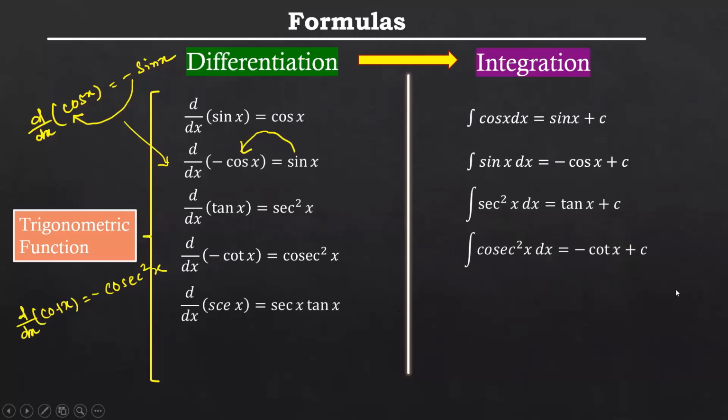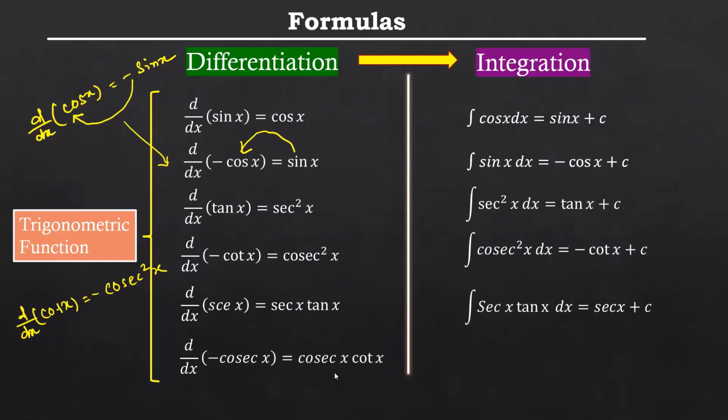And similarly for the sec x function, the derivative of sec x gives you sec x tan x, and that's why if you take the integration over sec x tan x, it will give you sec x. Similarly, the derivative of cosec x gives you minus cosec x cot x, so the integration of cosec x cot x gives you minus cosec x.